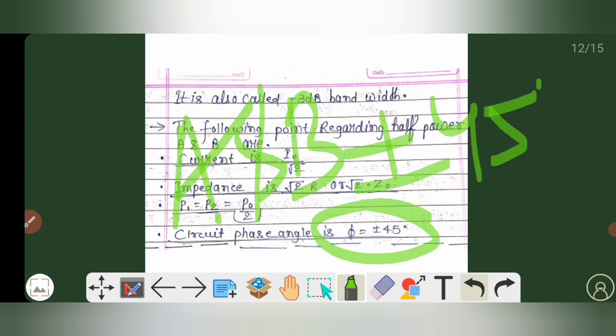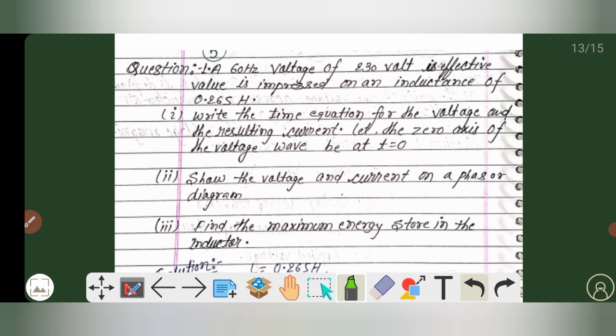Now, my dear friends, we will discuss a numerical based on this concept. A 60 hertz voltage of 230 volt effective value is impressed on an inductance of 0.265 Henry. Write the time equation for the voltage and resulting current. Let the zero axis of the voltage wave be at t equal to 0. Second, show the voltage and current on a phasor diagram, and the third one is to find the maximum energy stored in the inductor.